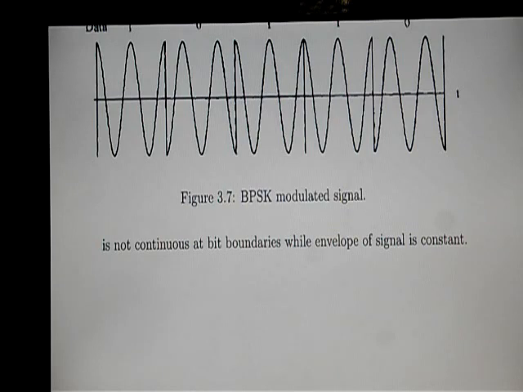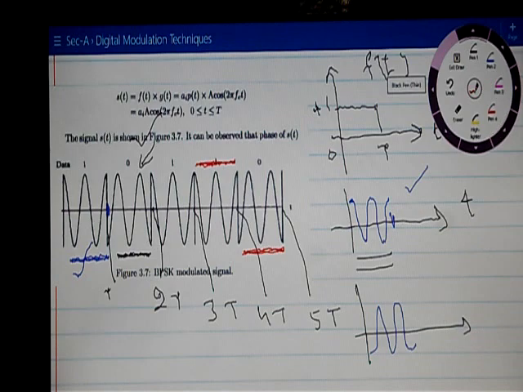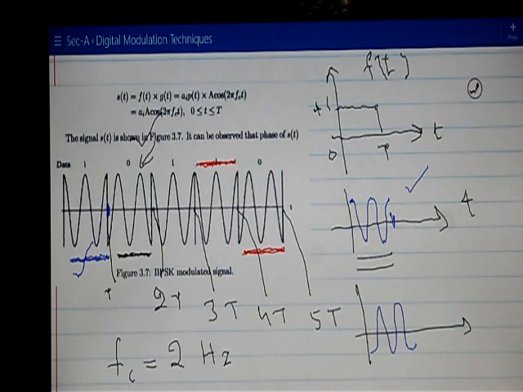Here the FC is taken as 2 Hz, if you see, because in one time period you have 2 cycles of the sinusoid. So the FC in this figure is taken as 2 Hz. Let me write it here, because you should be able to draw it. This is for 2 Hz or 2 cycles per second in this figure. It's a very low frequency. Usually FC is not in hertz, it is in megahertz, right? So here it is taken as 2 Hz just for demonstration purposes.